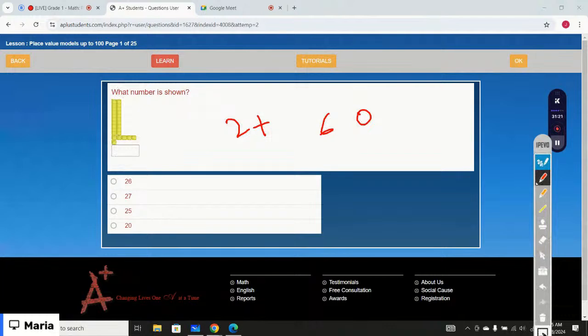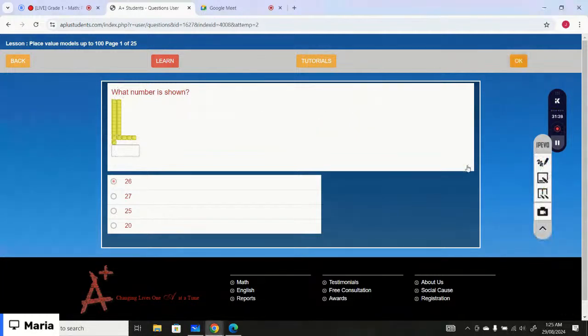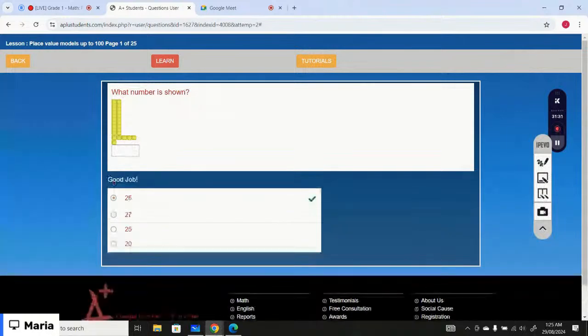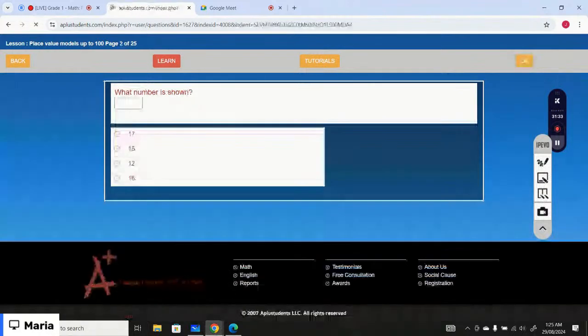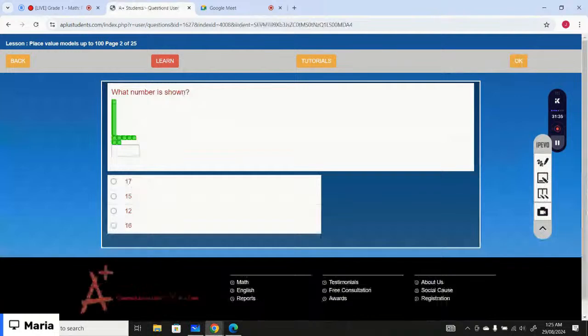So the correct option is 26. The digit they make is 26. Option number 1 is the correct option. Okay, what number is shown? Which is the correct option?